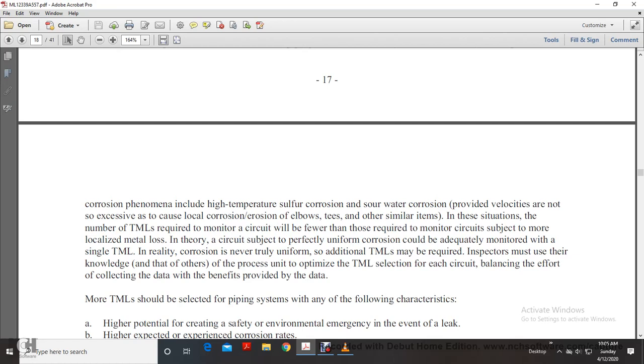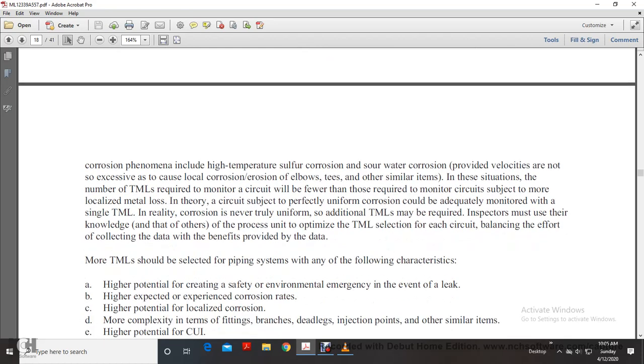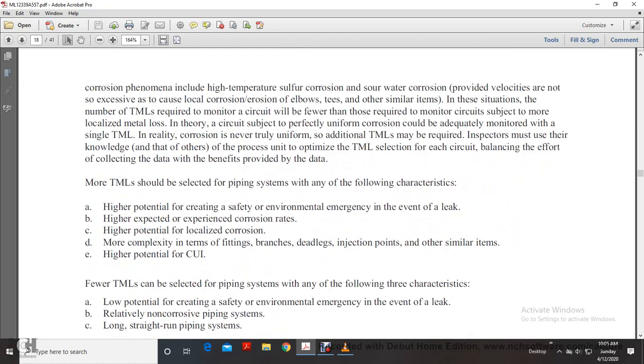In reality, corrosion is never truly uniform, and so additional thickness measurement locations may be required. Inspectors must use their knowledge of the process units to optimize the thickness measurement location selection for each circuit, balancing the effort of collecting data against the benefits provided by the data.